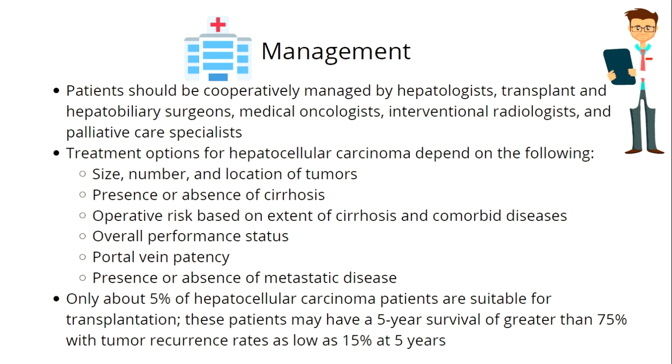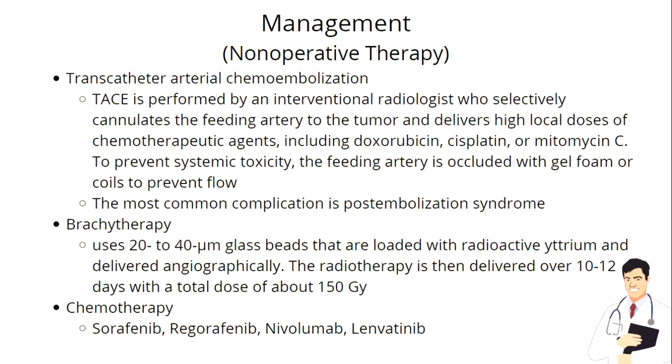And only about 5% of hepatocellular carcinoma patients are suitable for transplantation. These patients may have a 5-year survival of greater than 75% with tumor recurrence rates as low as 15% at 5 years. So first is the non-operative therapy. We have here the transcatheter arterial chemoembolization.